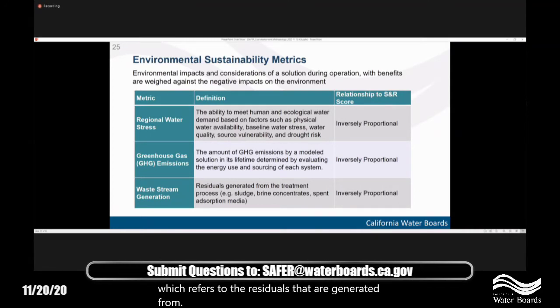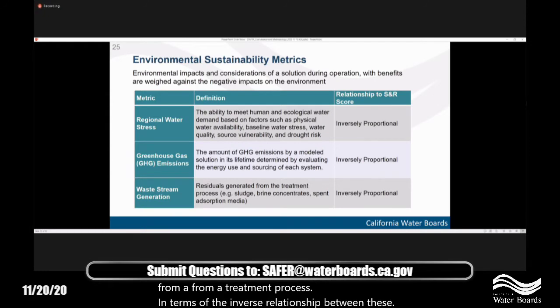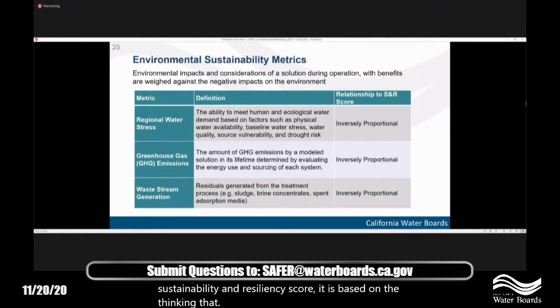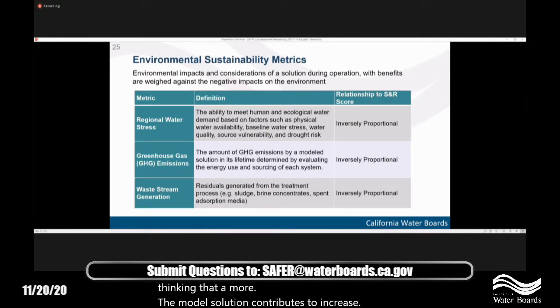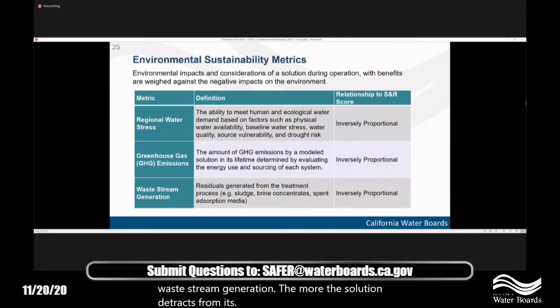In terms of the inverse relationship between these individual environmental metrics and the overall sustainability and resiliency score, it is based on the thinking that the more the modeled solution contributes to increased water stress, higher greenhouse gas emissions, and higher waste stream generation, the more the solution detracts from its sustainability from an environmental perspective.